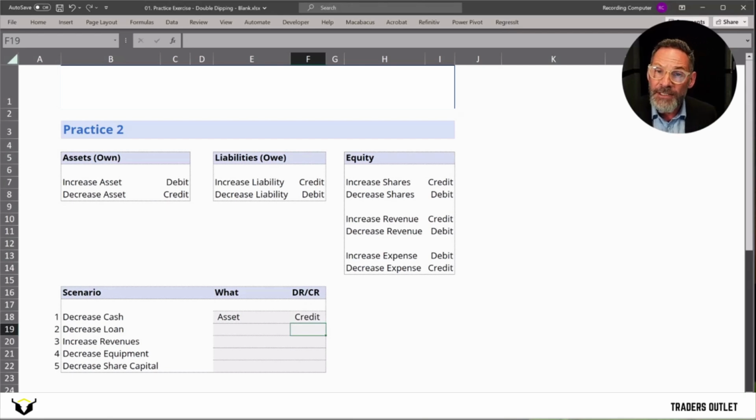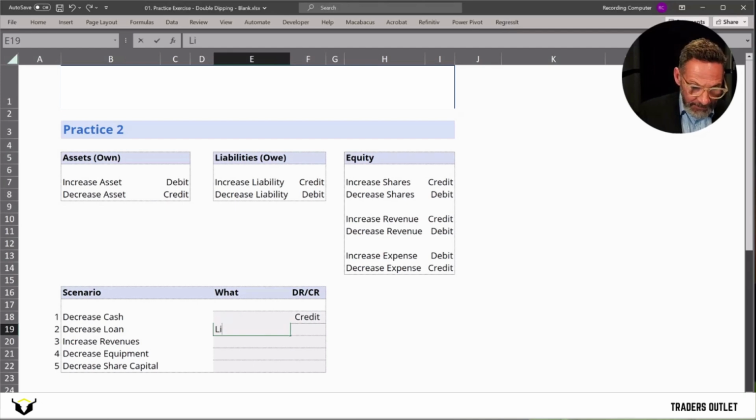Next, we decrease a loan. Now recall, a loan is something we owe. It's a liability. And we're decreasing a liability, so that is a debit.